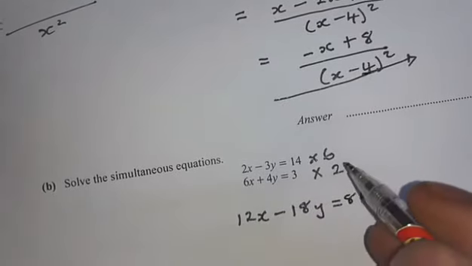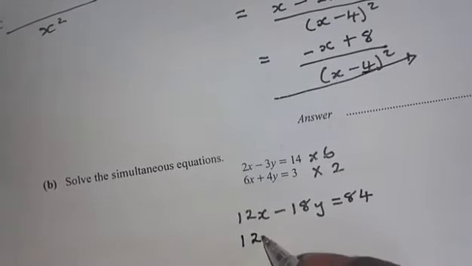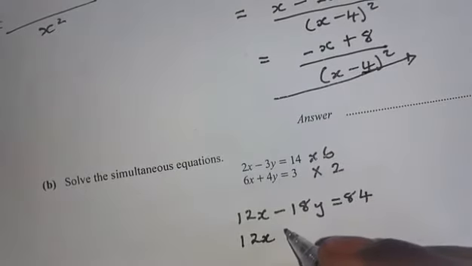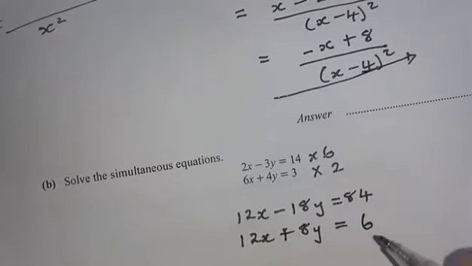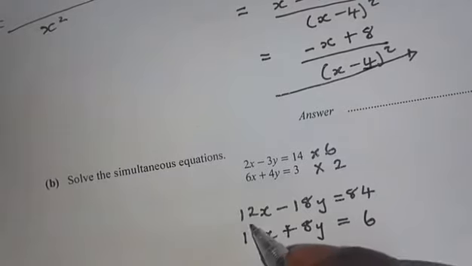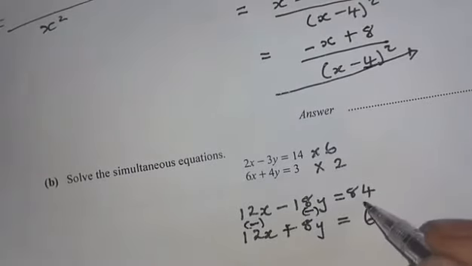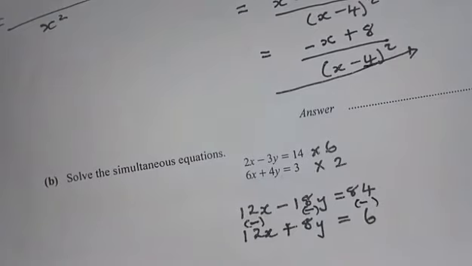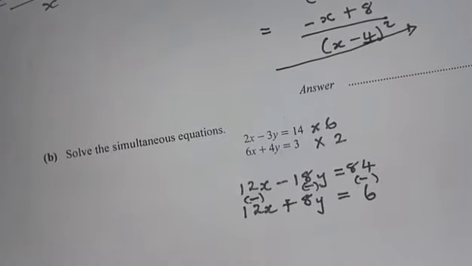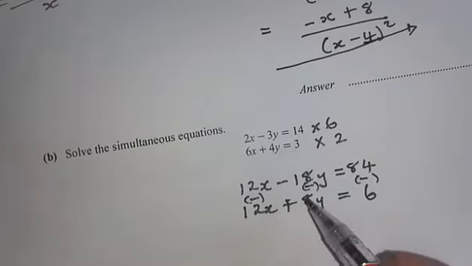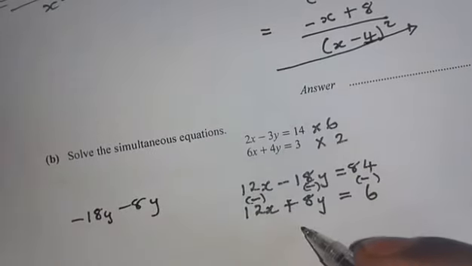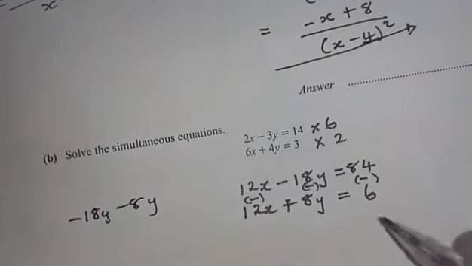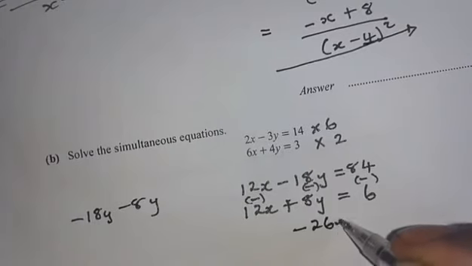This is 84. Then 2 times 6x, you get what? 12x. 2 times 4y, you get 8y. Then 2 times 3 produces 6. After that, you have to put a negative sign in between the like terms so that you subtract equation 2 from equation 1. So 12x minus 12x, you get 0. Then minus 18y, minus and plus produce a minus. So you are saying negative 18y, negative 8y. If you have all negatives, you add, but the sign remains negative. So you get negative 26y.